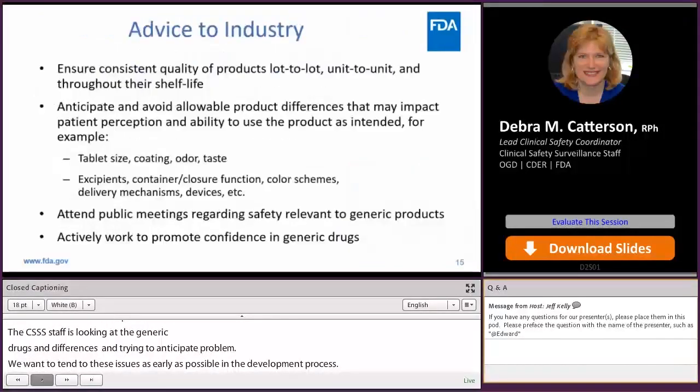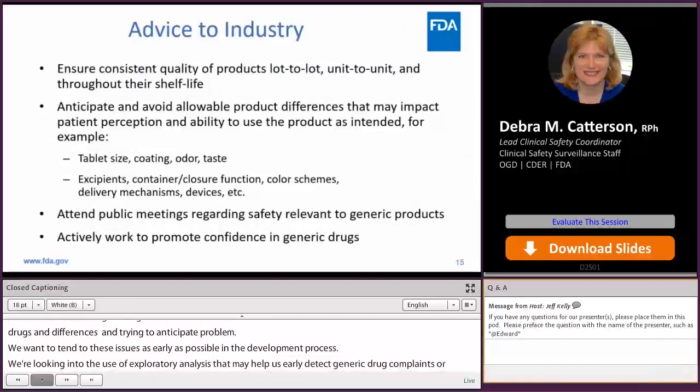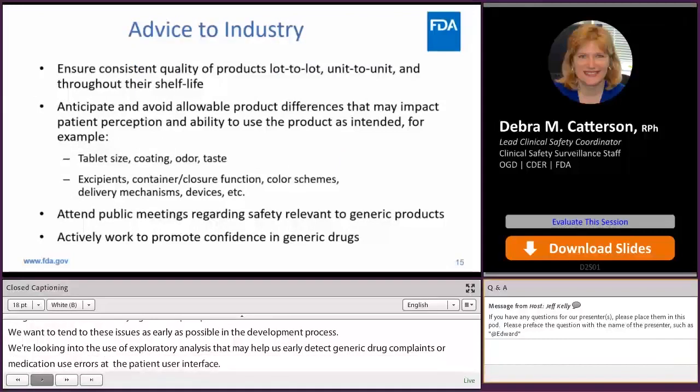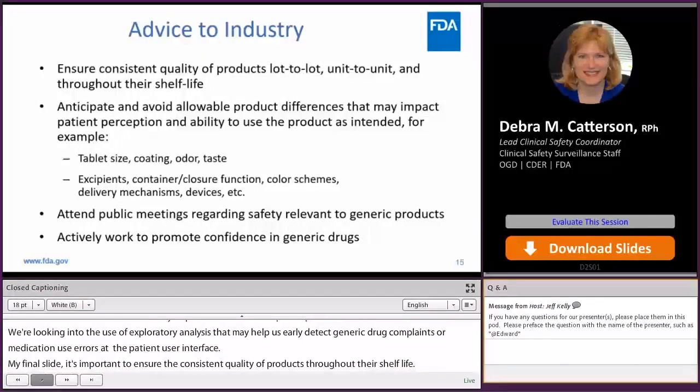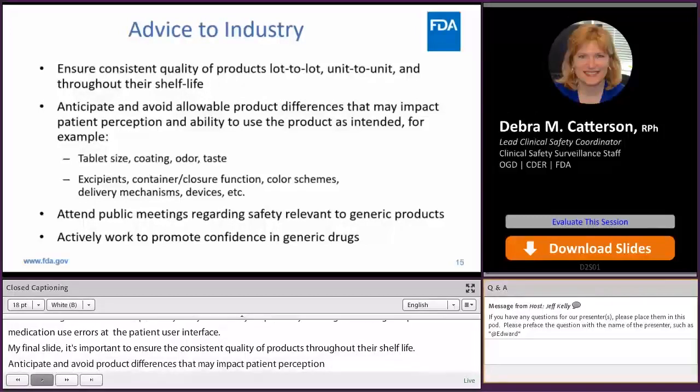So my final slide here is just some helpful advice. It's important to ensure the consistent quality of your products throughout their shelf life. Anticipate and avoid product differences that may impact patient perception and their ability to use the product as intended. Attend public meetings regarding safety or other issues relevant to generics as well as brand products, and actively work to promote confidence in generic drugs.